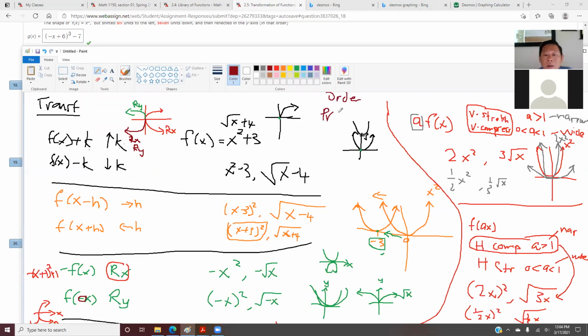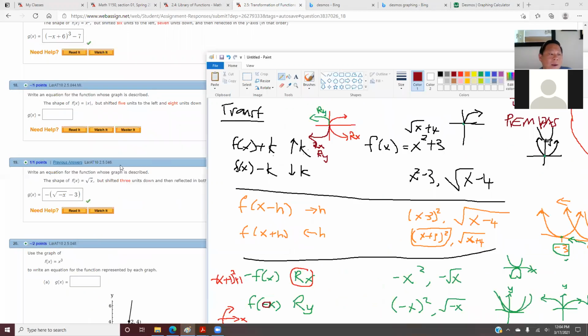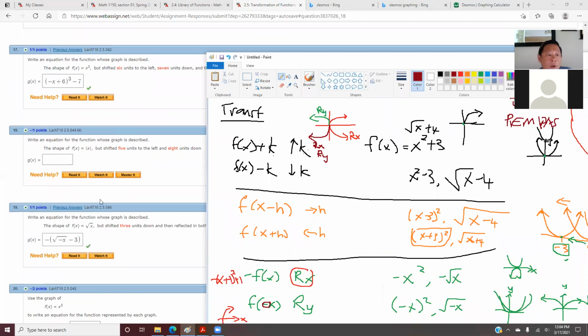PEMDAS. Anytime you draw your graph with a transformation, you follow PEMDAS, which means inside the parentheses first, then exponents, multiply, divide, and then addition, subtraction. So this question 3 did not follow the order, so that's why it is weird. But for the rest of it, you have to follow the order of operations.